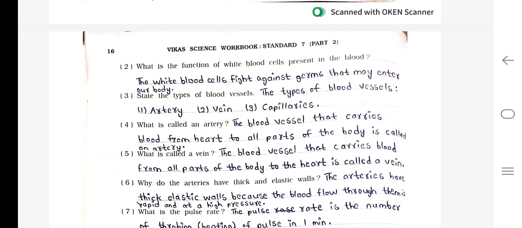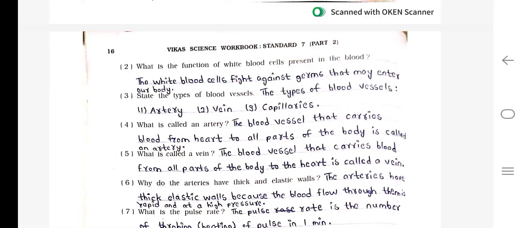Number 4. What is called an artery? Answer. The blood vessel that carries blood from heart to all parts of the body is called an artery. Number 5. What is called vein? The blood vessel that carries blood from all parts of the body to the heart is called a vein.